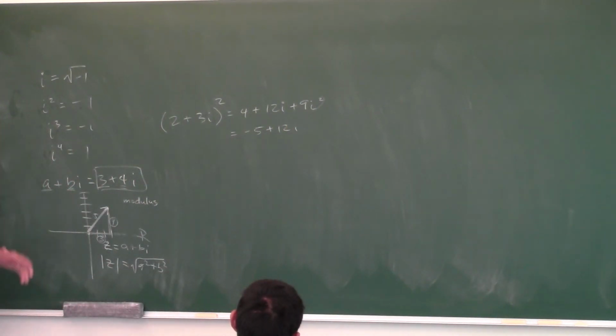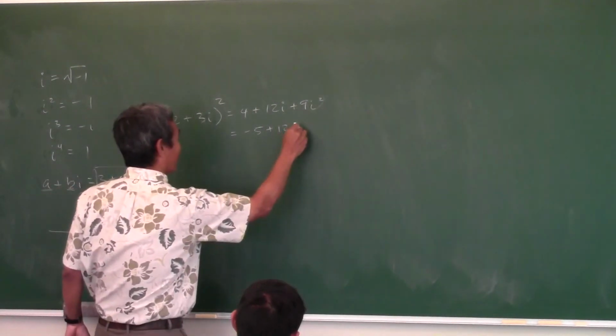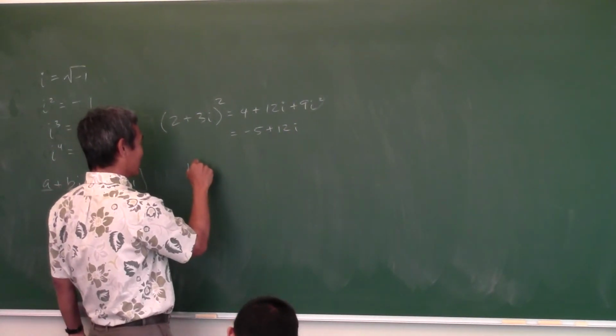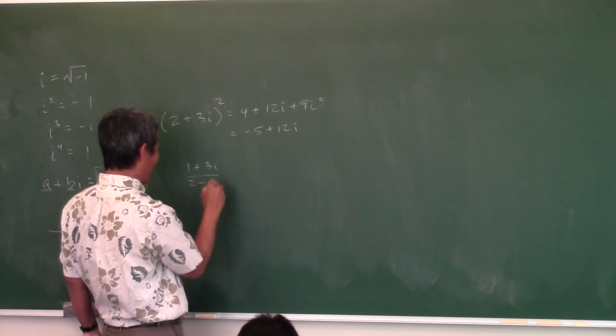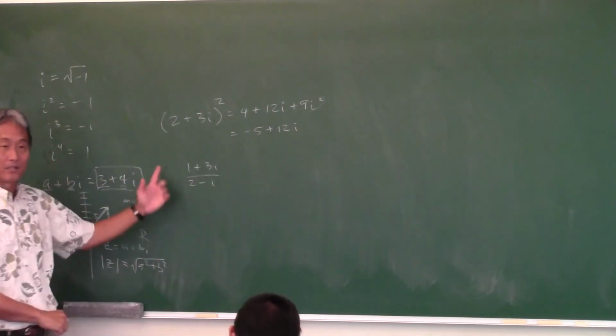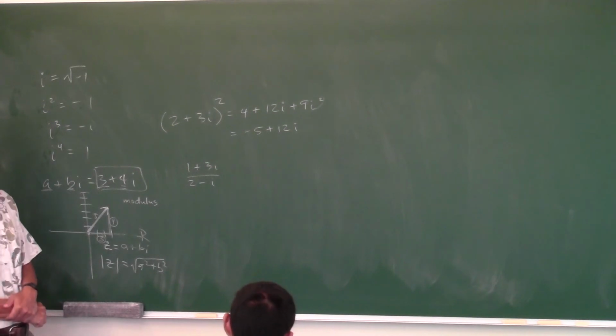Is this bringing back memories from last year? Okay, what about this? 1 plus 3i all over 2 minus i. How do you simplify like this when you divide complex numbers? What did we learn last year?